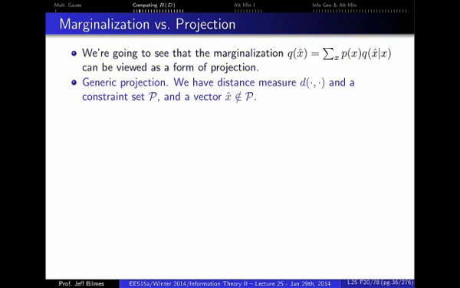But first of all, what do we mean by a projection? A projection is like the following. We've got some, maybe I shouldn't call this a distance measure. In fact, I think I would probably be incorrect mathematically to call this a distance measure. So we've got some, let's just say it's a distortion measure or divergence measure.